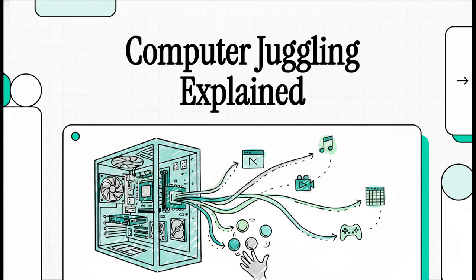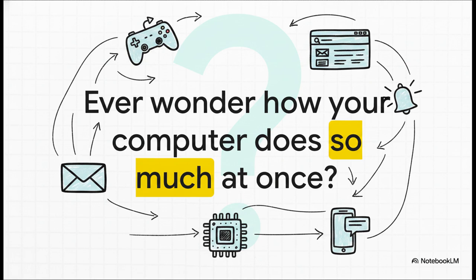Today, we're going to pull back the curtain on your computer's greatest magic trick. How in the world does it do so many things all at once? I mean, really think about it for a second. Right now, you're listening to me. Maybe you've got a web browser open. Your email's probably checking for messages in the background, and you're still getting notifications. How does it handle all of that without just breaking?